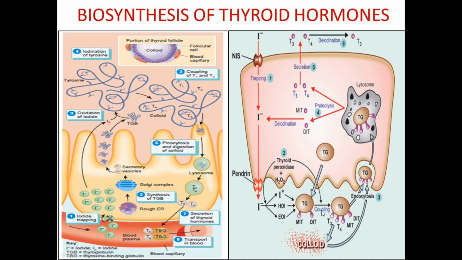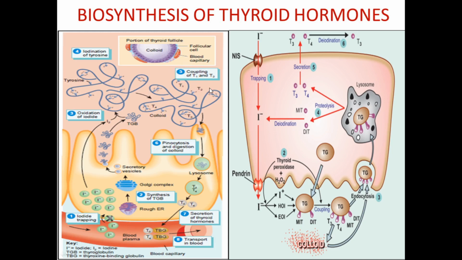Next, the fourth step is iodination of the tyrosine. In the iodination of the tyrosine, there will be the formation of MIT and DIT. This step is also called iodide organification. Remember this step also. These are also important for our mechanism of action.